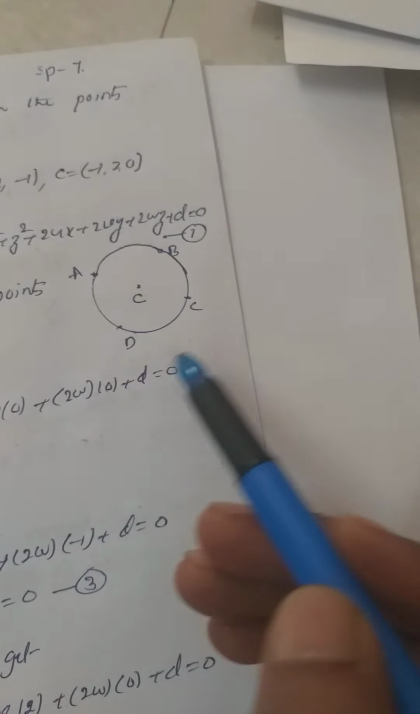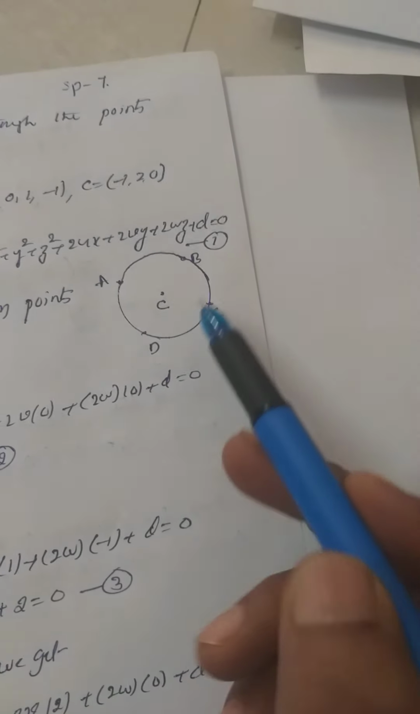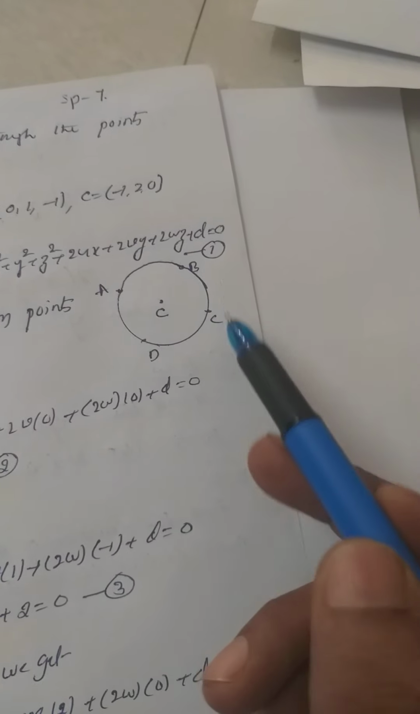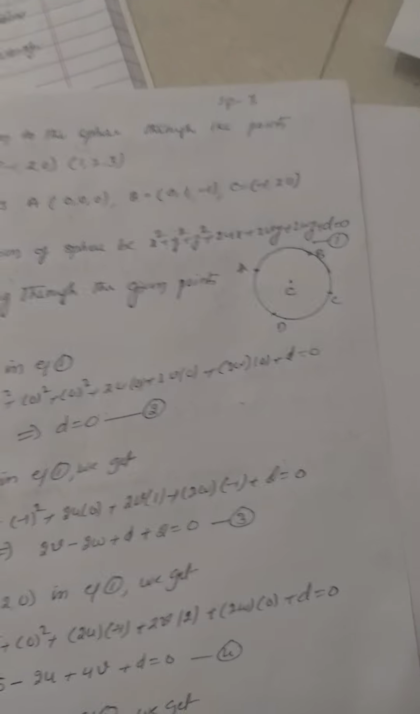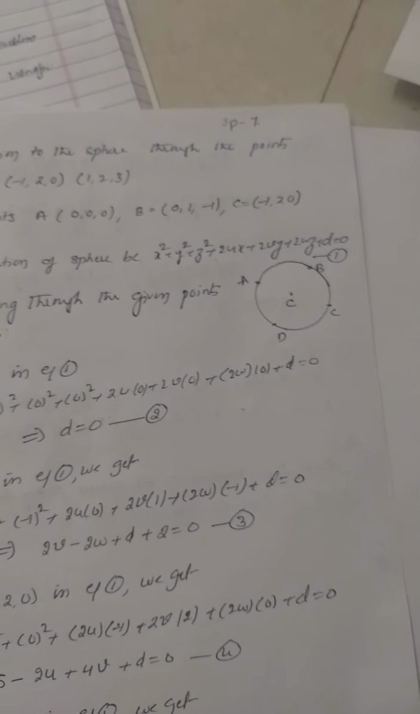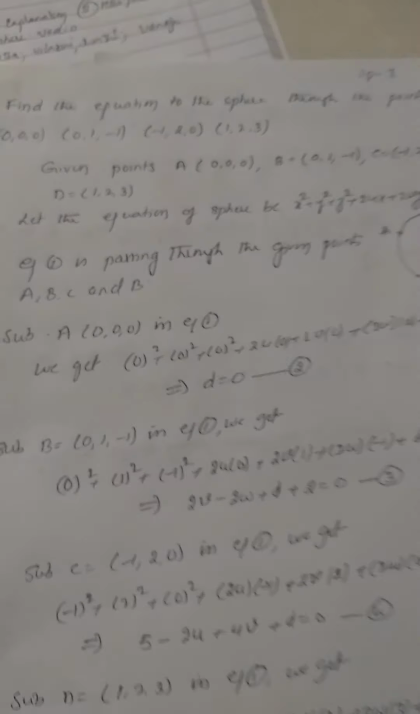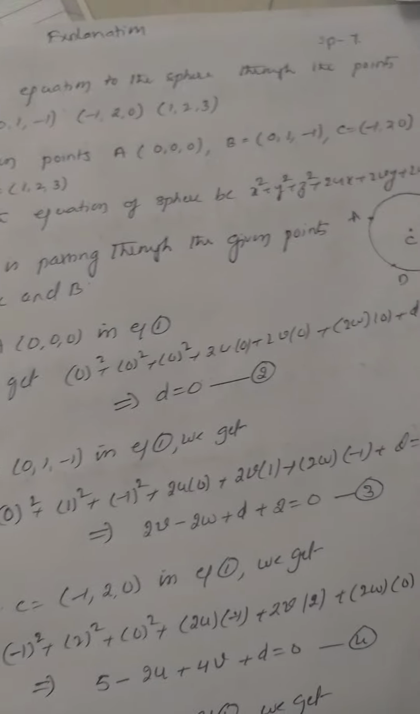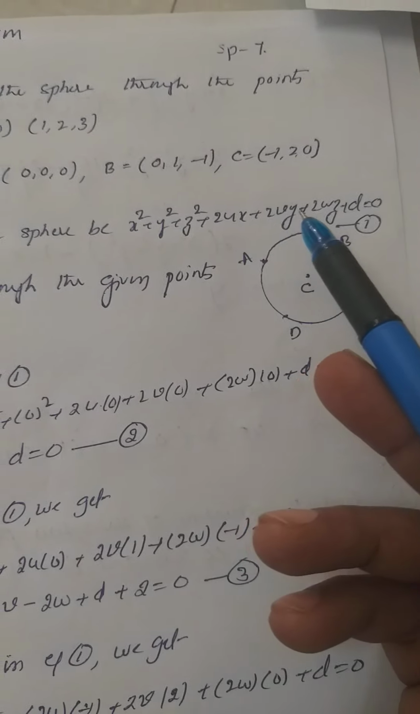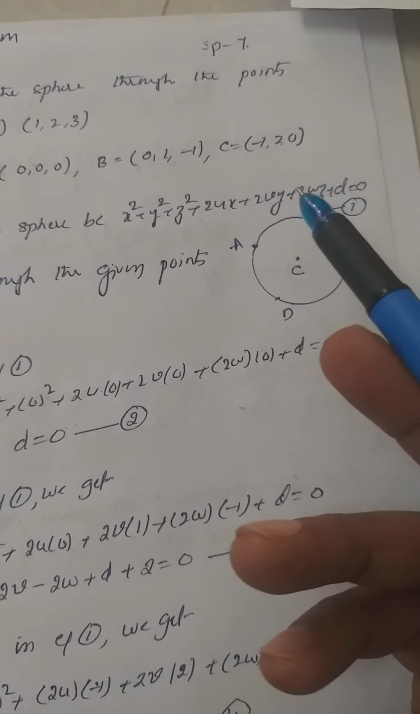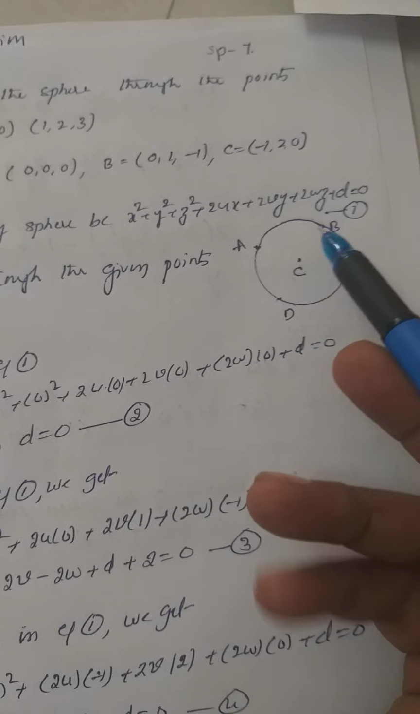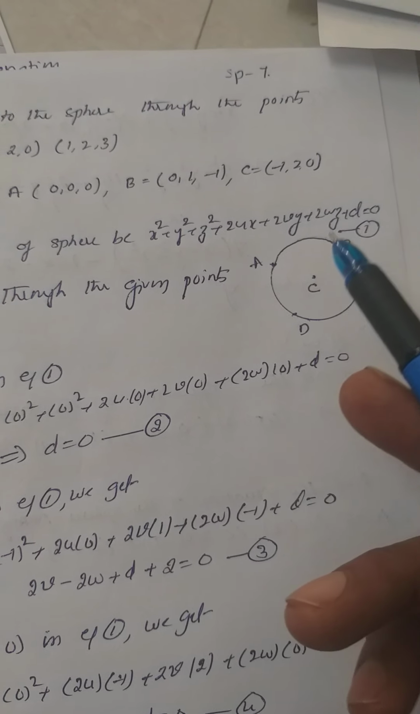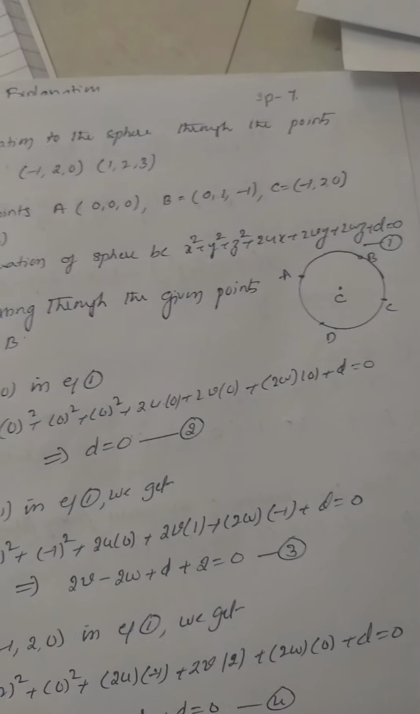Now we have to find the equation of the sphere. This is the required sphere which is passing through 4 points A, B, C, D. A, B, C, D lie on the sphere. Now we have to calculate the equation of this sphere. We don't know the equation of the sphere, so let the equation of the sphere be this one. General equation we have to take. This is our answer, but we don't know the u value, v value, w value and d value. Now we are going to find these values by using the given conditions.